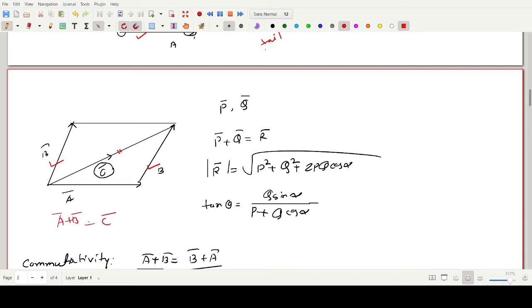In your college level physics you have derived this equation: if p plus q equals r, then the magnitude of r equals (p square plus q square plus 2pq cos alpha) whole to the power half, where alpha is the angle between p and q. And tan theta, where theta is the angle between r and p, equals q sine alpha divided by p plus q cos alpha.